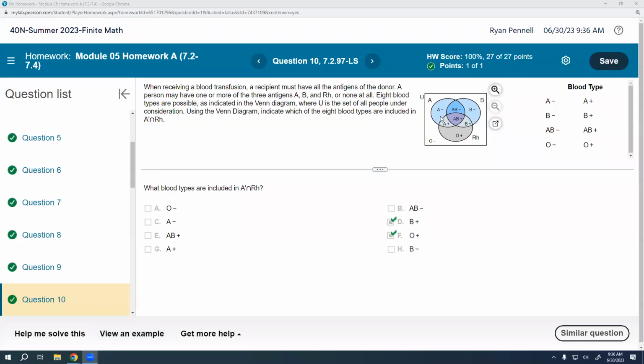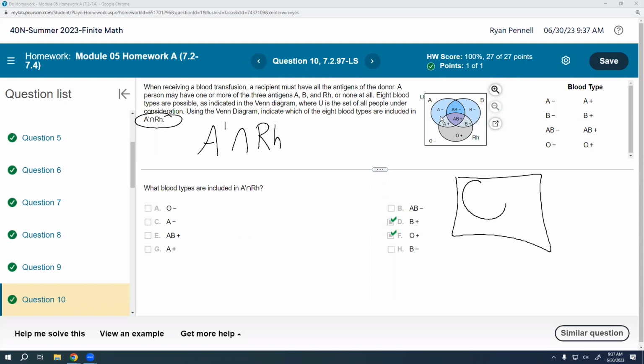Number 10 says that we want to find A complement intersect RH. We're looking for this: A complement intersect RH. Okay, where is that? Let me draw a new Venn diagram to explain, and then I'll just highlight for this. So this is A. Let's call that B. Let's call that RH. They want A complement intersect RH.